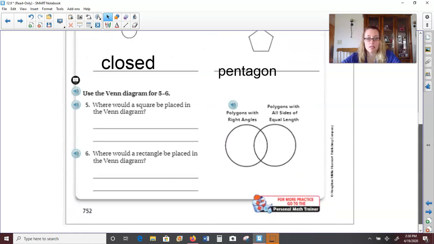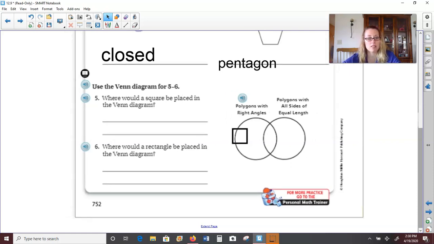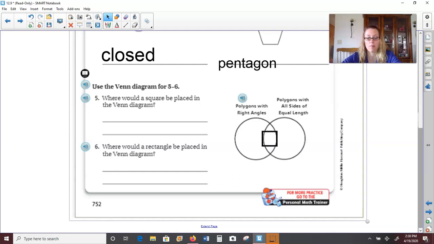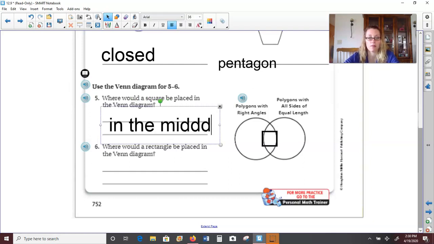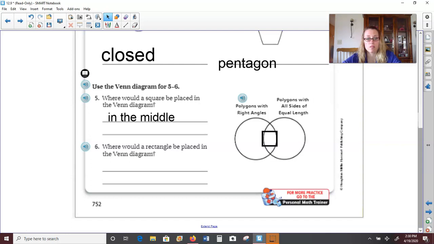Okay, last couple of questions here. Where would a square be placed in the Venn diagram? So if we had a square shape, let me just give you a quick square to look at. Where would we put it? Is it a polygon with right angles? Yes, it does have right angles. Is it a polygon with all equal sides? Yeah, actually. So it technically could go on both sides, which means it would go right in the middle. So a square actually goes in the middle because it has right angles and it has all equal sides.